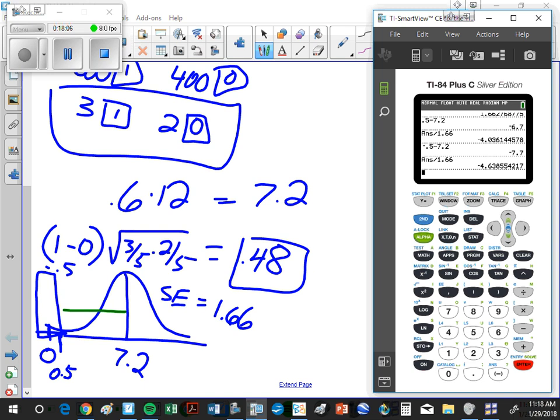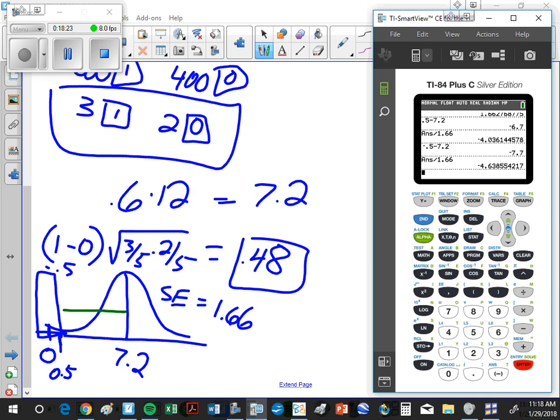Okay. So G, would you be surprised if nobody was in favor of capital punishment? Yes, it could happen, but it's really unlikely. It's essentially 0.